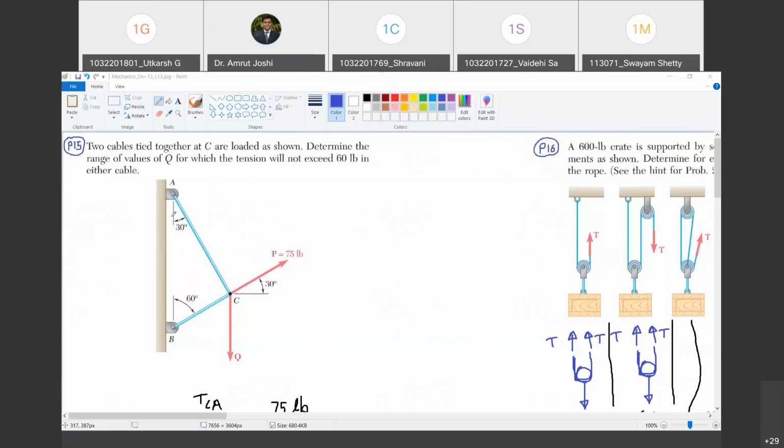As you can see, there are two ropes here, AC and BC, and they are acted upon by two forces. One is P equal to 75 lb at 30 degree. If it is along the 30 degree, it is along BC. Do you agree with me? Yes, sir. 30 degree with horizontal is also 60 degree with vertical, and BC is already at 60 degree with vertical. So they two are in line. Are you with me? Yes, sir.